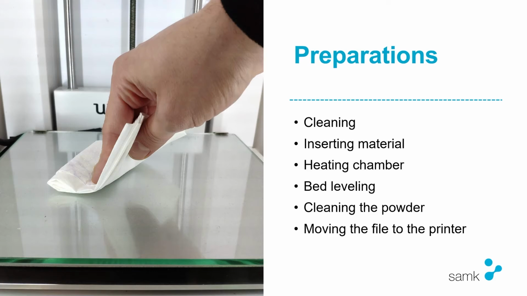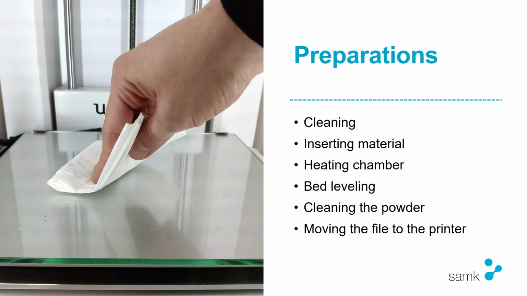Insert material, check if there's enough material in the printer. Then heat the chamber, for example. If it's very cold, like 10 to 15 degrees, it might not provide very good results. For example, for SLA printing, it needs to be 20 to 25 degrees at least. And same thing, of course, for FDM. It works a bit better when it's around 20 degrees Celsius.